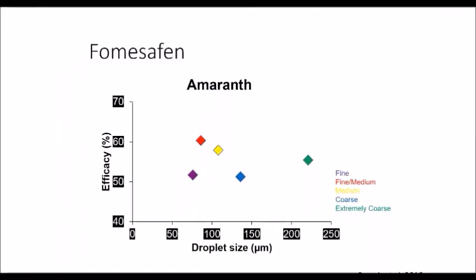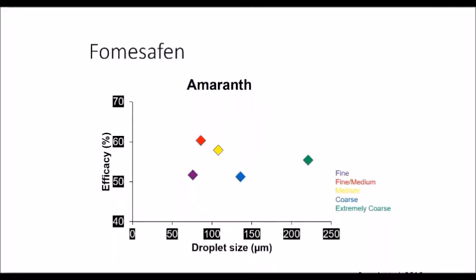Okay, for the next one, we use fomesafen. Again, this is on that amaranth population. Now you can start to see that we're getting a little bit more difference in the different droplet sizes. The extremely coarse doesn't really follow the trend of the first 4, but you can kind of see where that fine-medium looks a little bit better than the fine or the coarse, and we'll come back to why that extremely coarse might be a little bit different later in the talk, but we're starting to see 10 to 15% difference in some of those treatments.